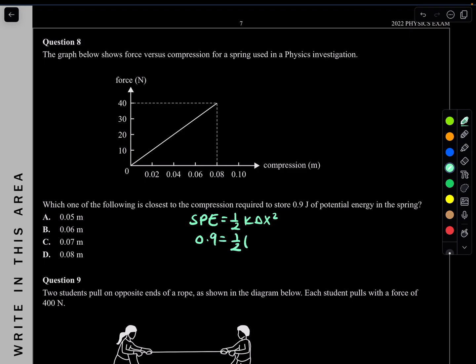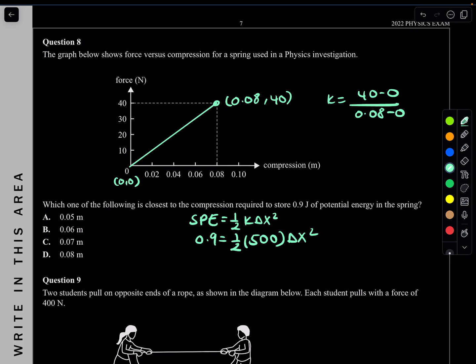Our K value can actually be determined from the graph because it's just the gradient of this graph over here. This here is (0, 0) and this here is (0.08, 40). Hence your K value is just 40 minus 0 over 0.08 minus 0, which is 40 over 0.08, 500. So K value is 500 times change in x squared. And we're trying to calculate change in x squared.